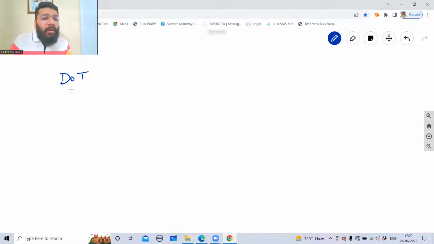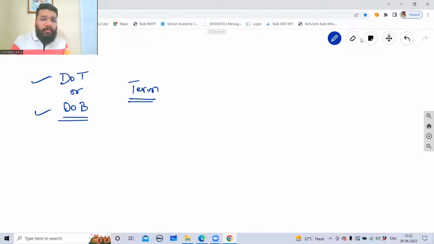Date of transaction or date of bill. Date of transaction is a scenario where there is no bill of exchange. Right. Normal credit period has been granted. Date of bill means it is having a bill of exchange. So with this, you will take into consideration the term period. The term period can be in months or days.